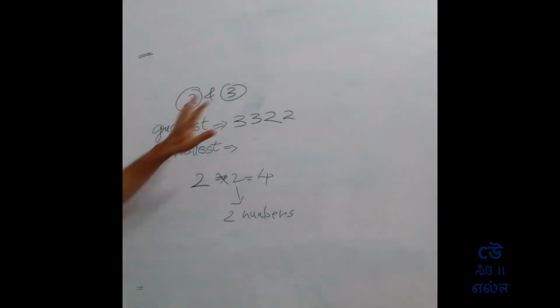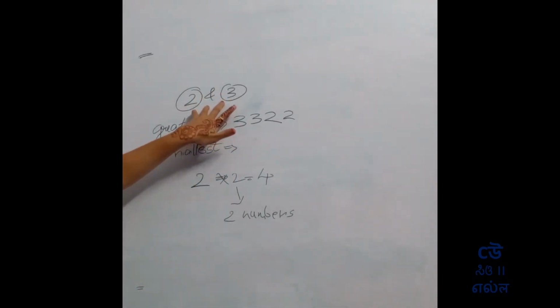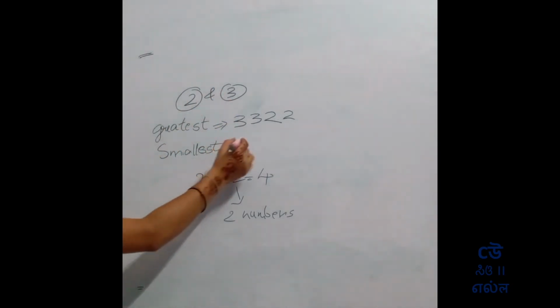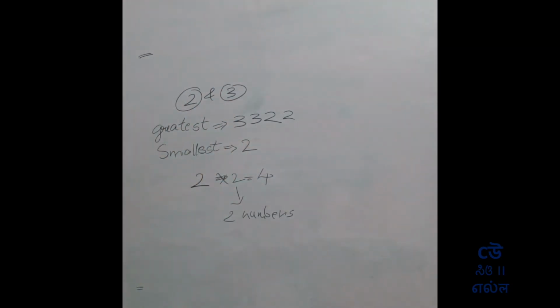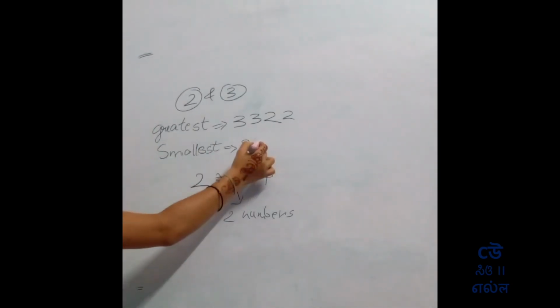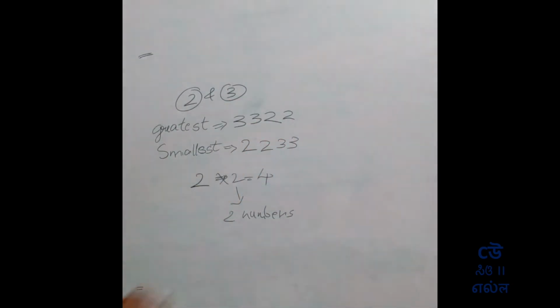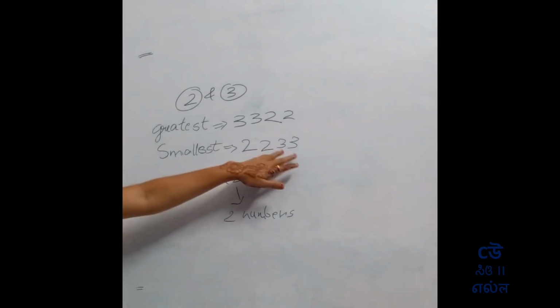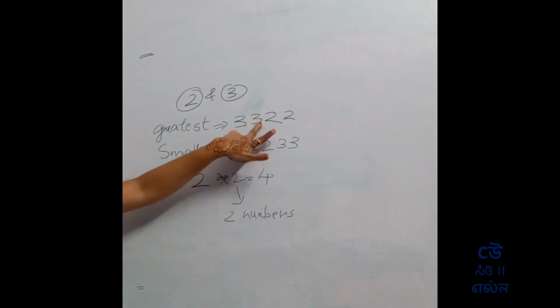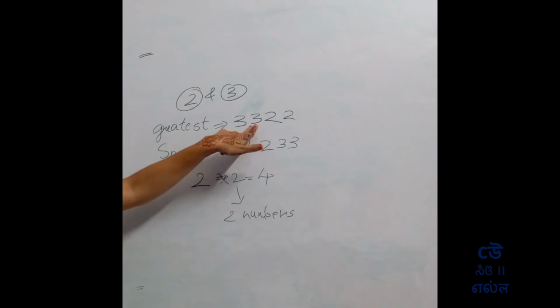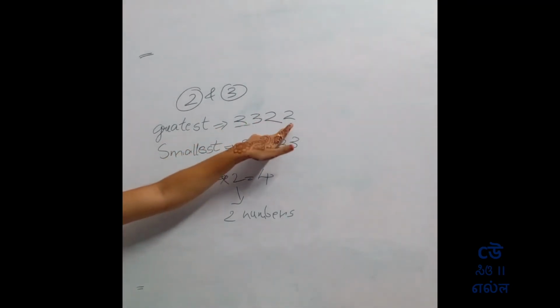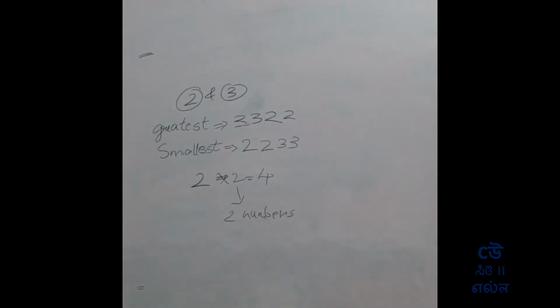Which is the smallest number among 2 and 3? 2 is the smallest number. So 2 you can use twice, and 3 you can use twice. So we have used both an equal number of times, no? Both the numbers, 2 and 3, we have used equal number of times. Here also we have used 3 two times, 2 two times. So we have used it an equal number of times.